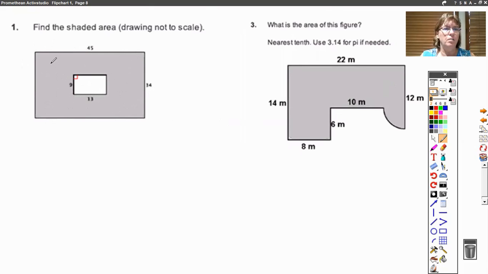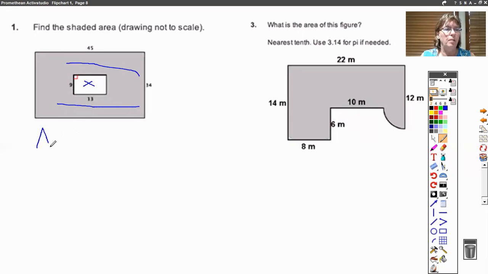So I know in order to get this shaded, all we want is this part right here. We don't want this right here. So I have to come up with a plan. Well, I see that if I took the area of this big rectangle and then I subtracted the area of the little rectangle, I'm going to get the area of just the shaded part.